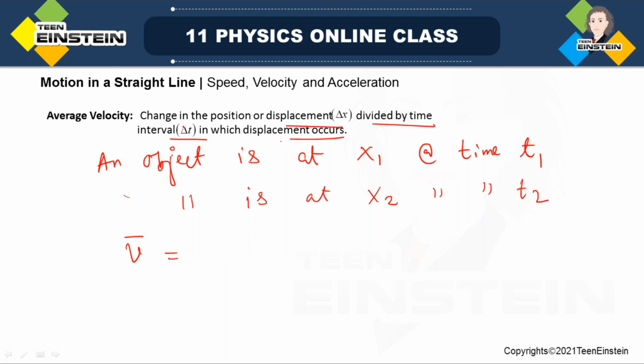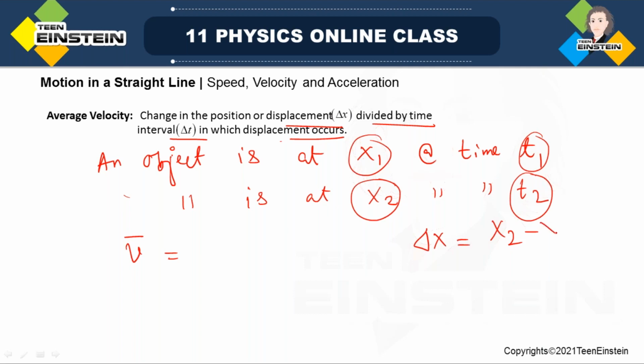So average velocity is defined as the change in position or displacement. What is the displacement then? The object at t2 is at position x2, and at t1 the position of the object is x1. So I can write the displacement as delta x equals x2 minus x1. And what is the time interval? Time interval is delta t, and it is t2 minus t1.